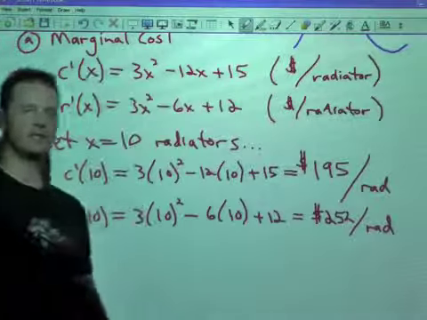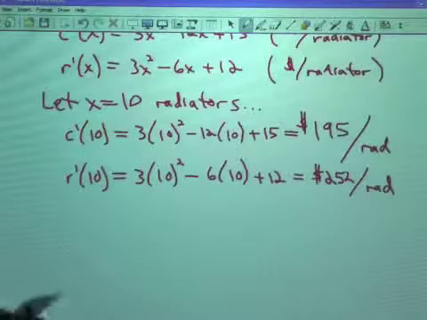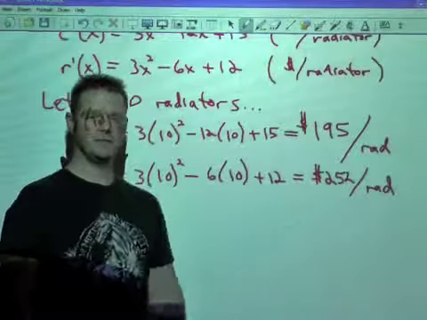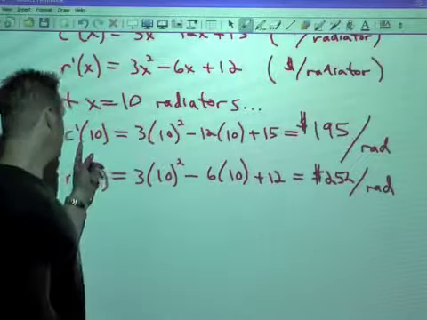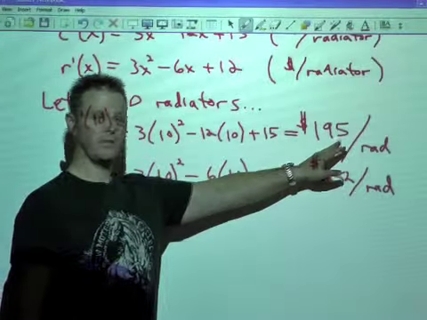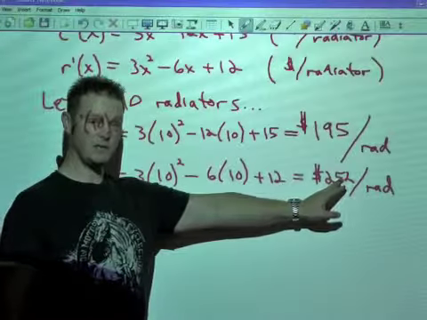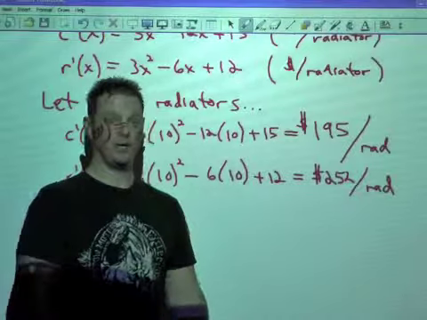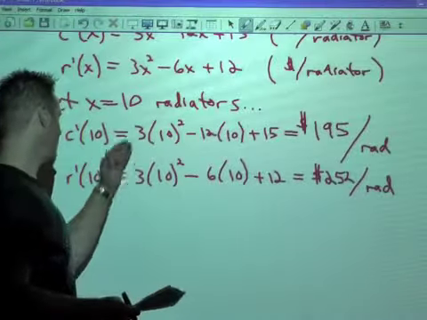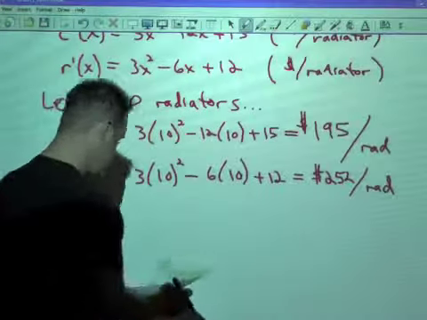Probably the most important concept is what's happening to the profit at 10. And notice that these answers are both positive, which means that the cost is increasing by that much for each radiator we make, but the revenue is also increasing by this much per radiator. The fact that those are both positive means that the revenue and costs are both increasing. If they're negative, it would mean decreasing.